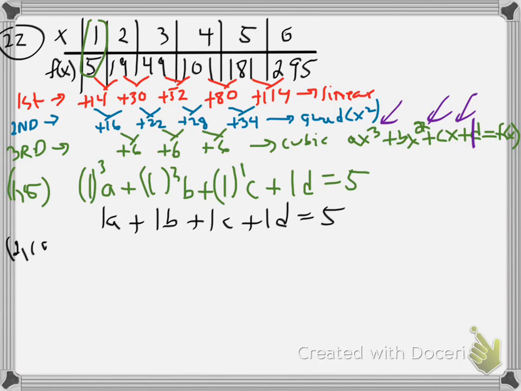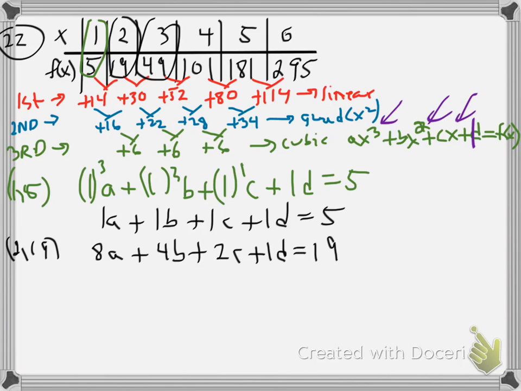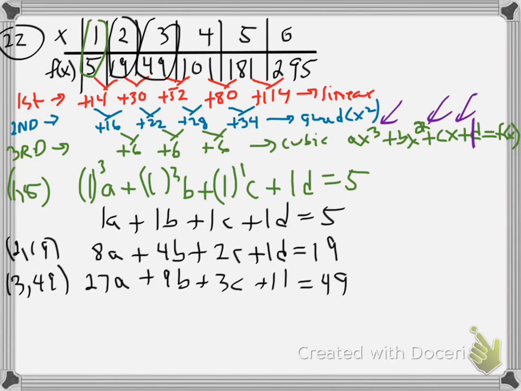And when you put the coordinate 2, 19, which is the second coordinate on here, in, you're going to get 2 cubed, which is 8a. You're going to get 2 squared, which is 4b. And you're going to get 2c. You're going to get 1d equals 19. And when you put the coordinate 3, 49 in, you're going to go 3 cubed. 3 times 3 times 3 is 27 a's. And then 3 squared is 9 b's. And 3 c's and 1 d, equals 49.